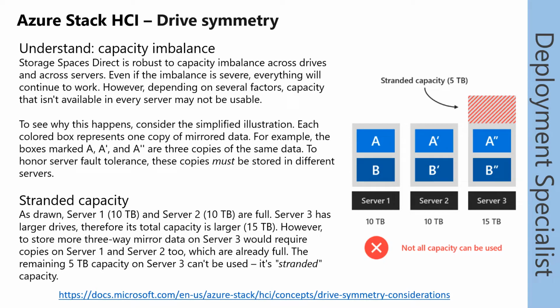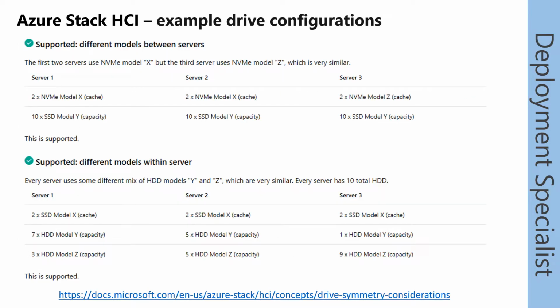Here we have server 1 and server 2, and in server 3 the situation changes. So additional drives are added, or larger drives are added, but we cannot use this additional capacity because of the stranding situation. And what I mentioned, it's okay to have identical type of drives, so in each server NVMEs, but different models. We can see model X and we can see model Y or model Z.